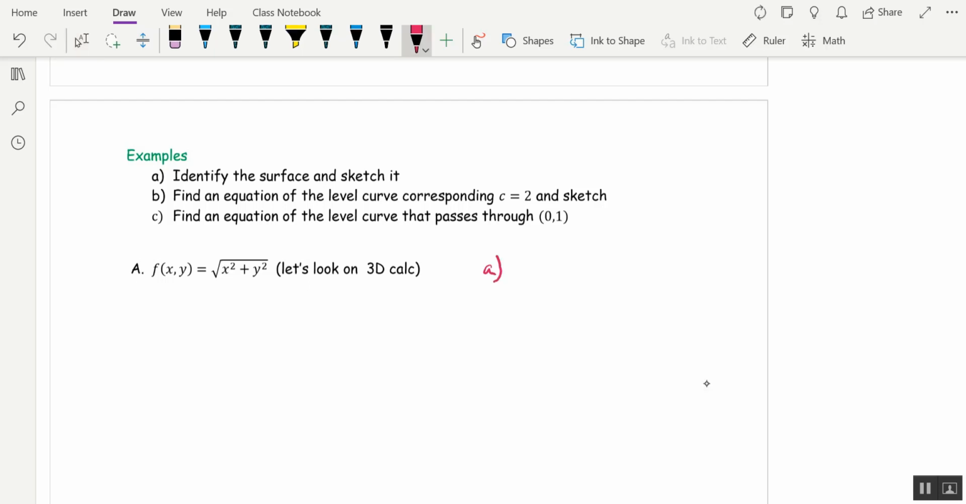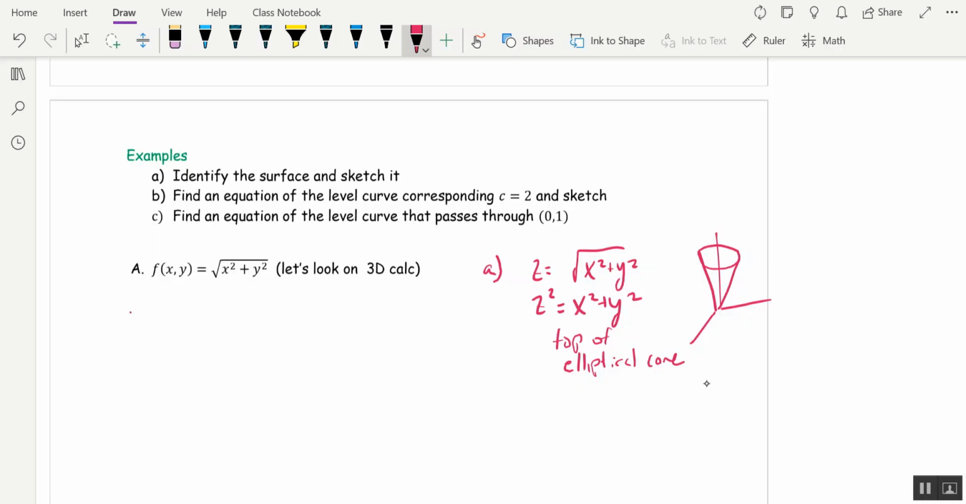So for part A, we have z equal to the square root of x squared plus y squared. Square both sides to recognize that as an elliptical cone. And again, since z is the positive square root to start with, I'm only getting the top of that elliptical cone. So, top of elliptical cone.